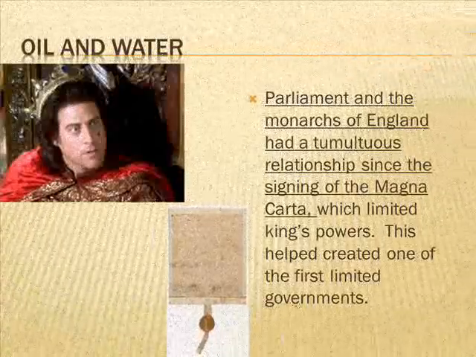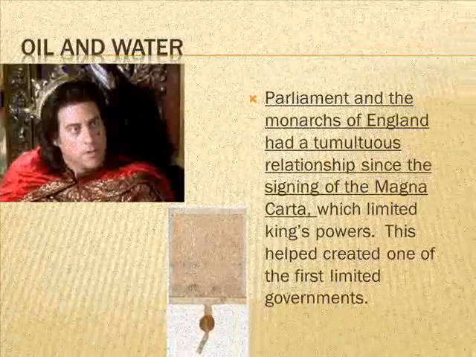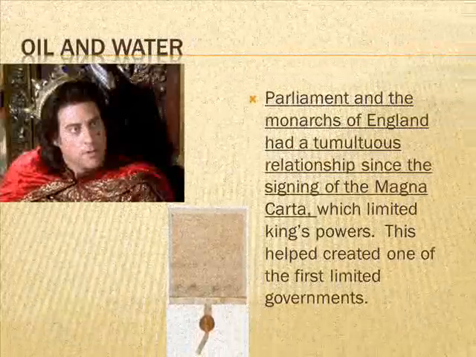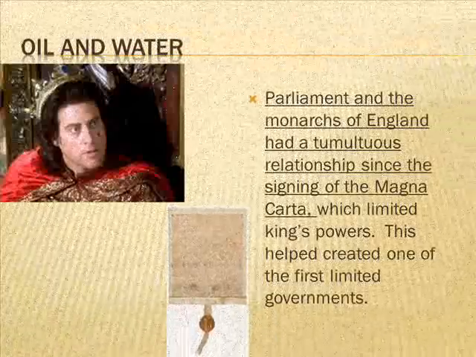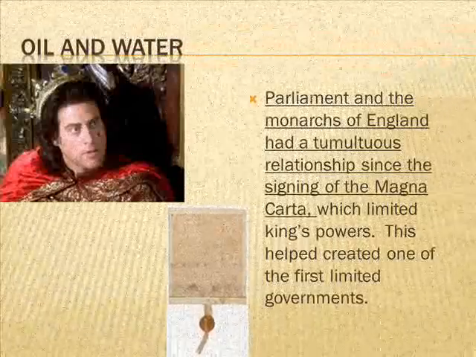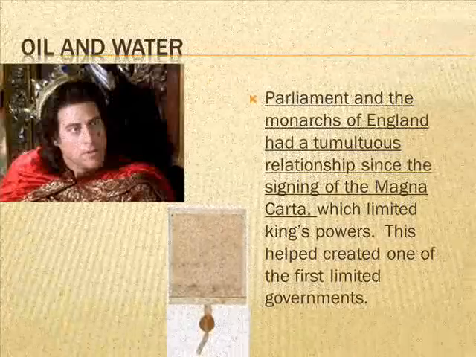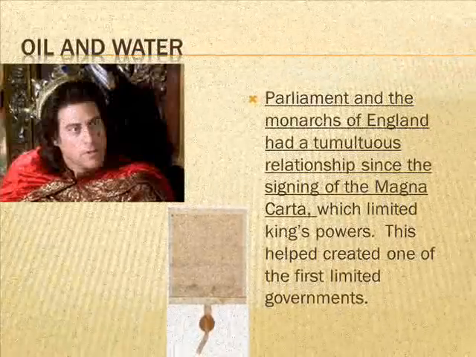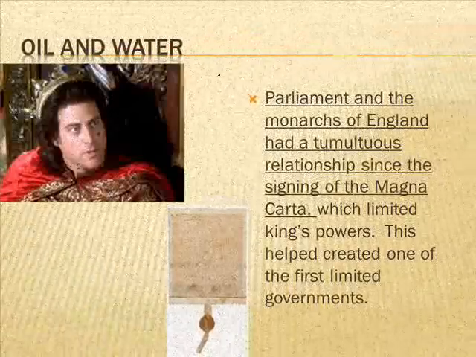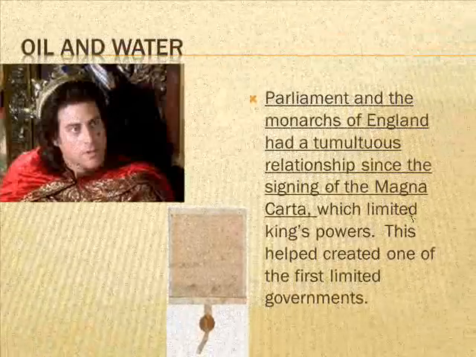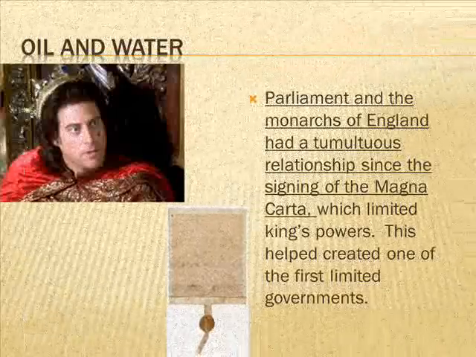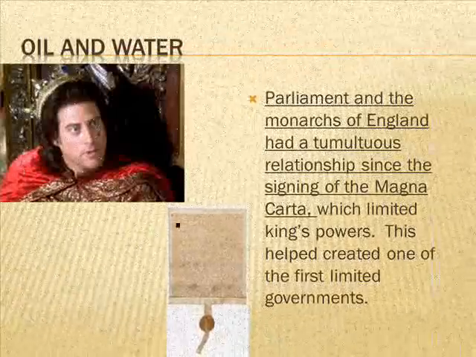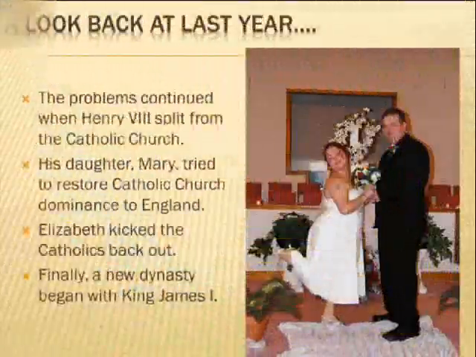From that time on, the monarchs kept trying to take back the power that King John had willingly handed over, and Parliament was obviously trying to make sure that the monarchs didn't get the power back. Because of the Magna Carta, England became the first limited government, but by the time period of James and his family, we'll see that England had become more and more of an absolute monarch system of government, which meant suddenly there were basically no limits to the power of the king.